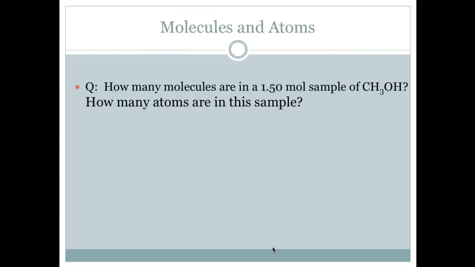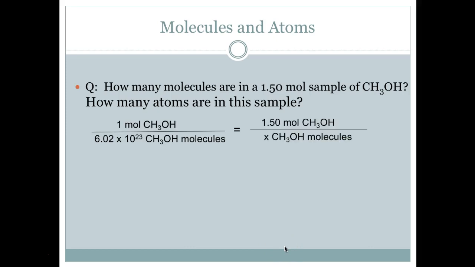This question reads, how many molecules are in a 1.5 mole sample of CH3OH, and how many atoms are in this sample? Notice the first half of this problem is what we've been doing all along, so I'm going to go through this kind of quickly. First, we have the relationship we know between moles and molecules. We're going to set that equal to the relationship from the problem between moles and molecules. Cross multiply, solve for x, and I find that 1.5 moles of CH3OH contains 9.03 times 10 to the 23rd molecules of CH3OH. But I want to know how many atoms there are in this sample.